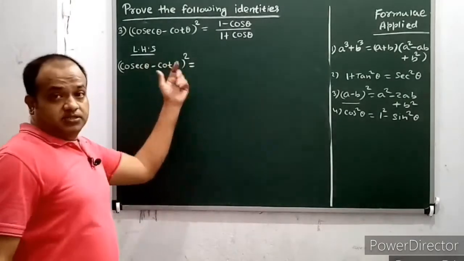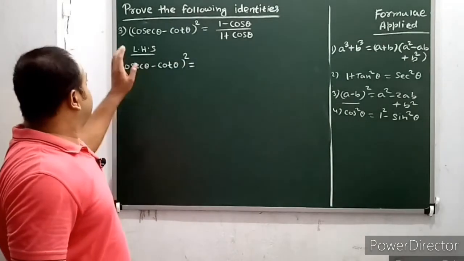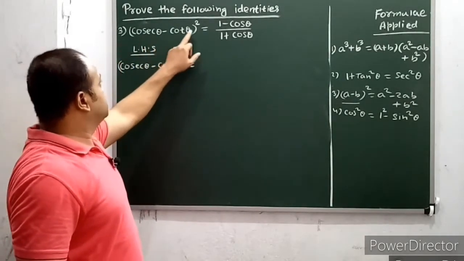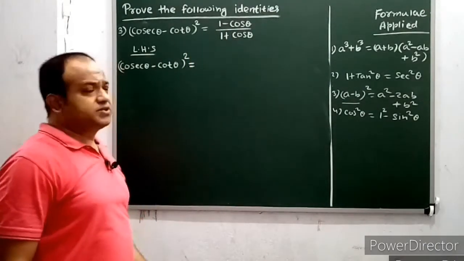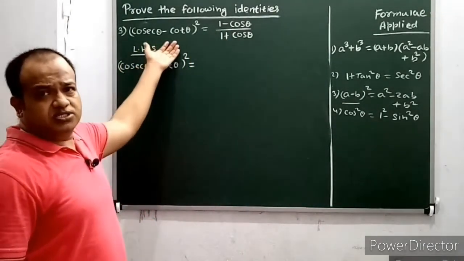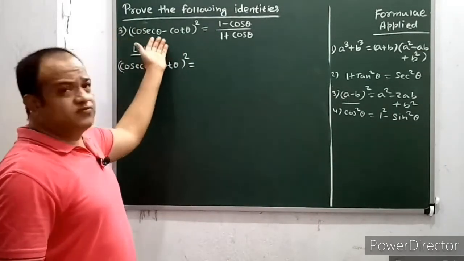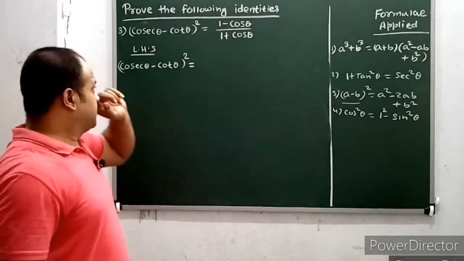Well, this is sum number 3. Here you have to prove cosec theta minus cot theta whole square equals to 1 minus cos theta by 1 plus cos theta. We will start from the left hand side, because just now I told that it is easy to convert complex into simple form.